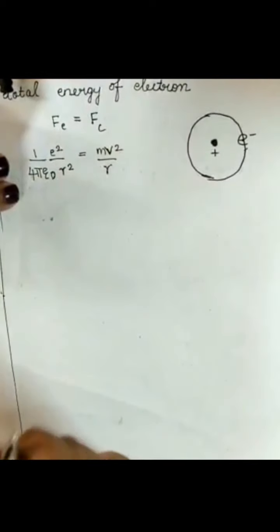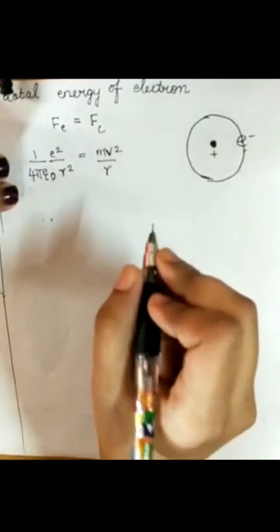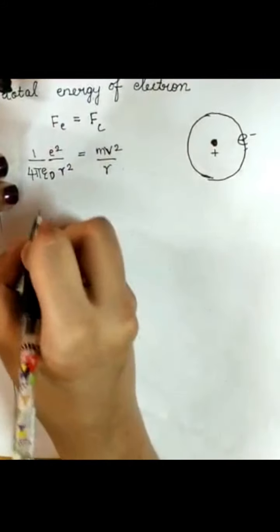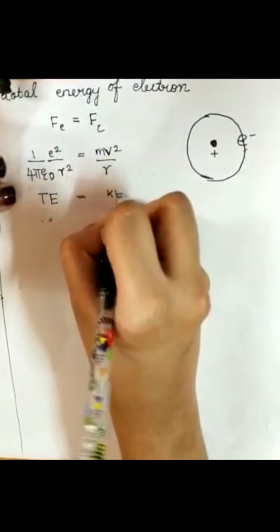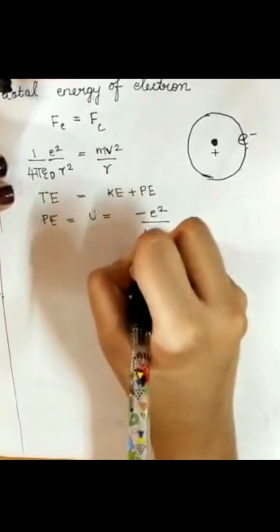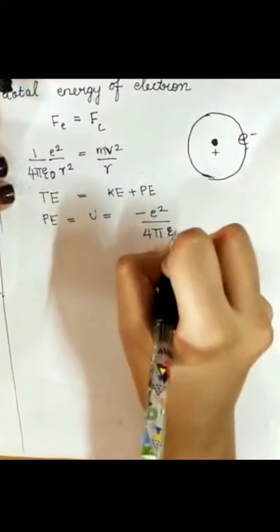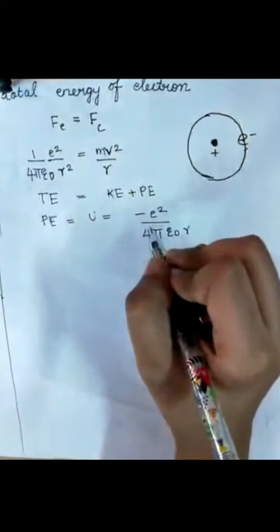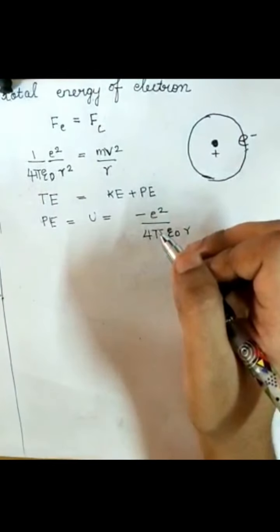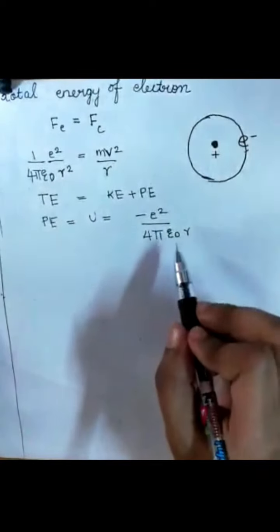So we have to get the expression for the kinetic energy to find the total energy. That is, total energy is equal to kinetic energy plus potential energy. We know that potential energy U is equal to minus e square by 4 pi epsilon 0 r. This negative sign implies that the potential energy is acting opposite to the direction of r.